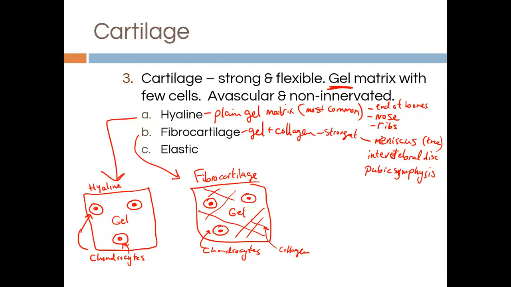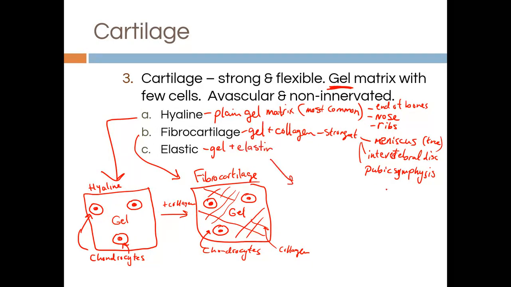And so basically, if you look at this, in the middle of your knee, the meniscus, in between your vertebrae, and in between your hip bones, these are areas that are under a lot of pressure. So they need a lot of strength. So we add this collagen fiber in here to reinforce it and make it stronger. So it's basically hyaline plus collagen. Now, elastic, I'm sure you can imagine, this is going to be gel plus elastin.